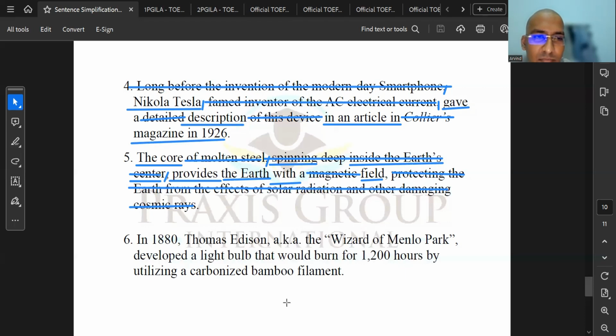Okay. And the sixth one, to do it fast, I would say Thomas Edison developed a light bulb. Developed a bulb. Yes, a bulb. And light bulb is fine, right? We have a prepositional phrase here. We have a descriptive phrase here. And then we have the verb. And what did he do? Developed a bulb. And this describes the bulb.